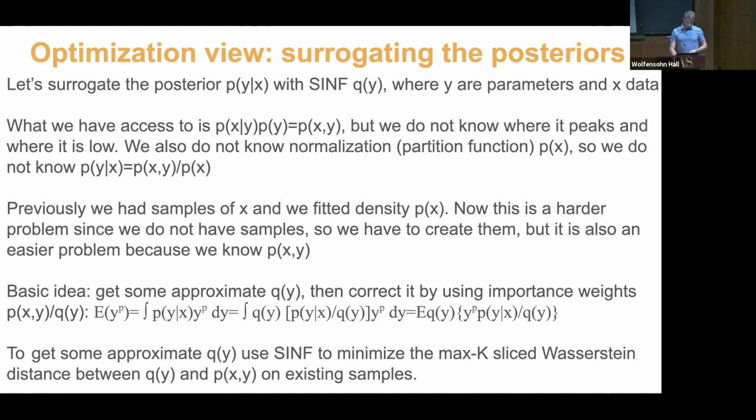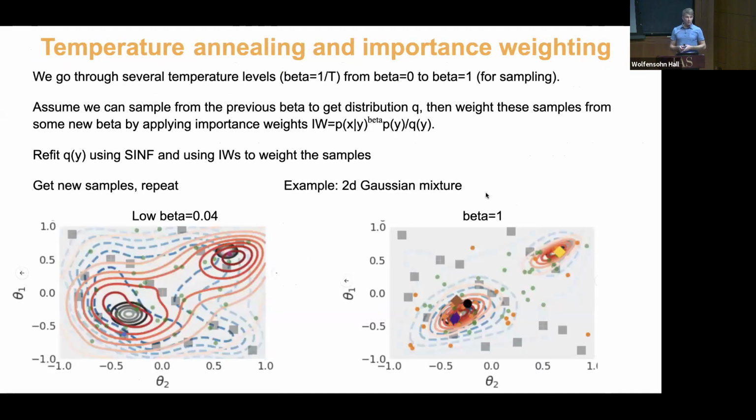All right, so let me just show you. There's one more thing that we do, which is we do temperature annealing. We start from the prior and we slowly lower the temperature. So initially only the prior matters, and then we slowly bring in the likelihood.